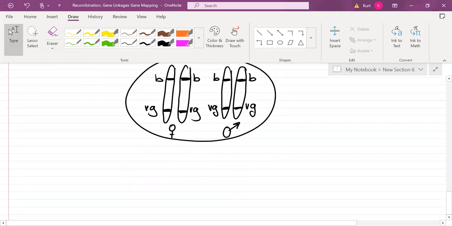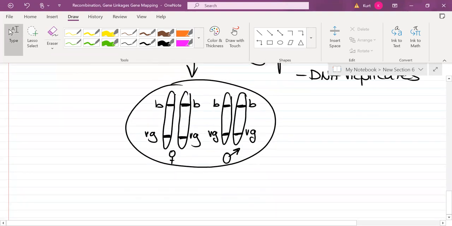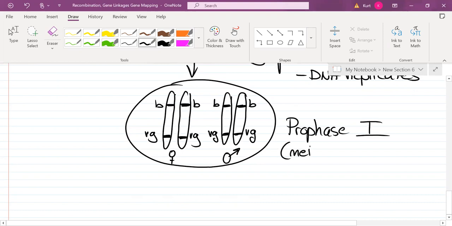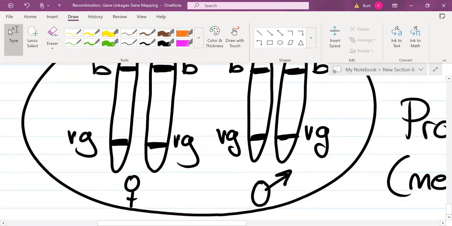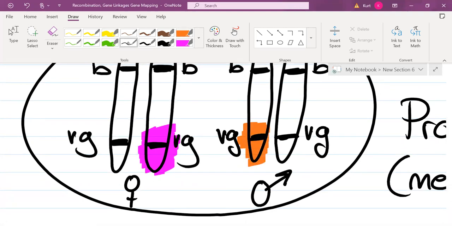Now, here's where the magic happens, everybody. Let's say that this cell is currently in prophase one. Prophase one is the first stage of meiosis one. Now, let me ask you this. If this portion here and this portion here, if they flip-flop, they go like this. This has to be done on a case-by-case basis. In this particular example, will it matter?